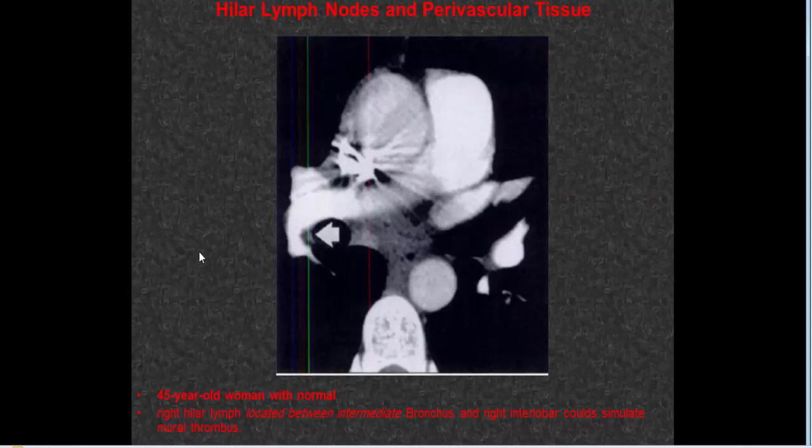Hilar lymph nodes and the perivascular tissue. A 45-year-old woman with a normal right hilar lymph node located between the intermediate bronchus and the right interlobar artery. This area simulates mural thrombus and gives us a false positive diagnosis of right interlobar pulmonary embolism. It's not true.